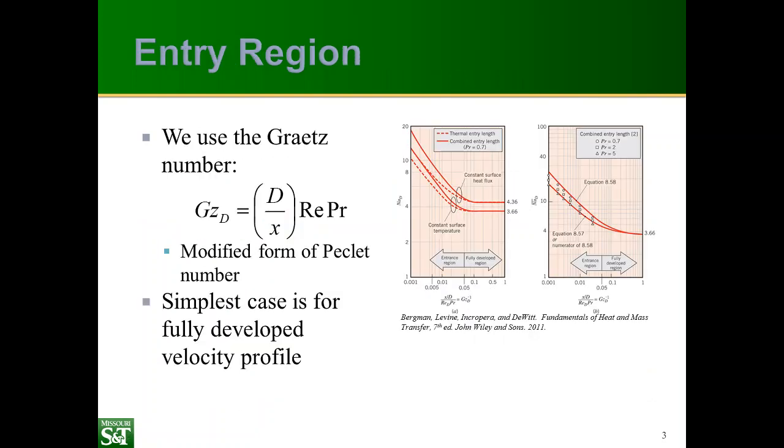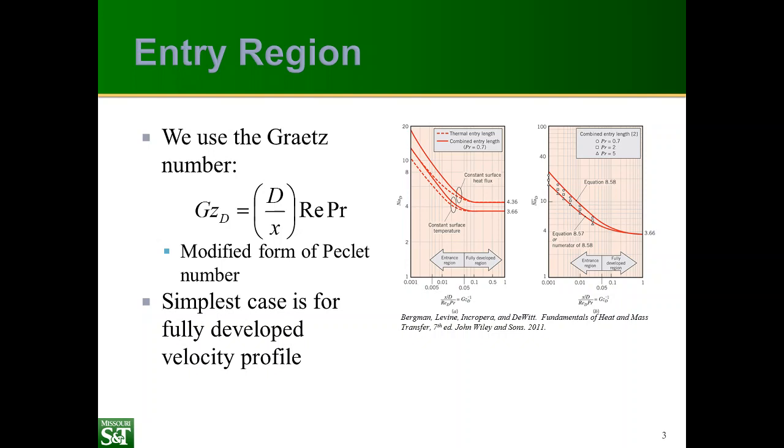Now, we'll need to modify this for the entrance region. Now, there's different ways to handle this. A very common one is to use the Graetz number, which is a modified form of the Peclet number that accounts for the length to diameter ratio. So you can look at these graphs and kind of see how the Nusselt number changes for laminar flow in a pipe, depending on the Graetz number or the entrance length.